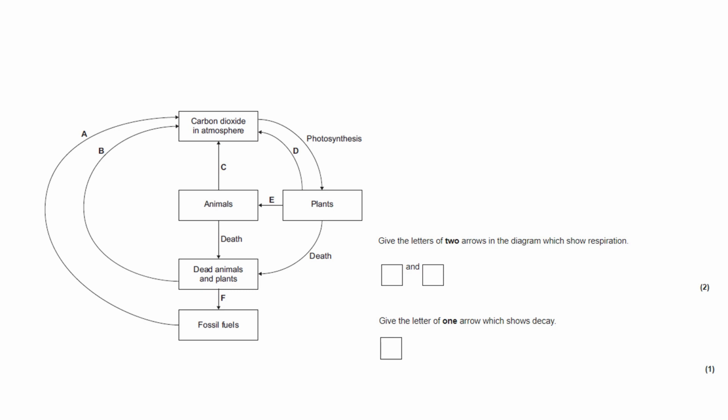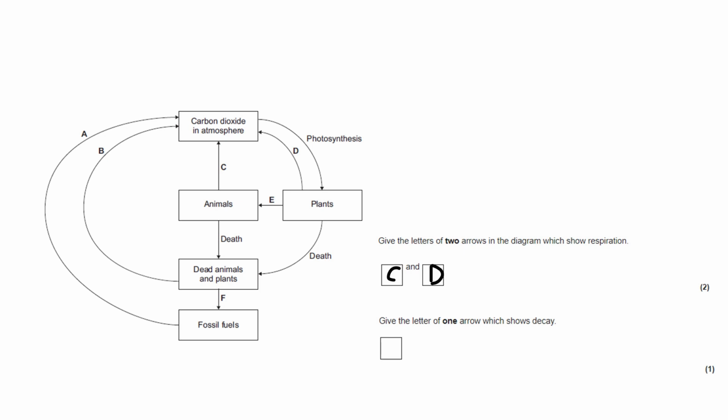So let's go through the answers. Give the letters of two arrows in the diagram which show respiration. If we look at A, that's burning fossil fuels, combustion. Dead animals and plants, B, well, that could be decomposition. Technically it could also be respiration. But we're really looking at C and D. Plants and animals both respire, and often people forget that plants respire. They just picture them doing photosynthesis.